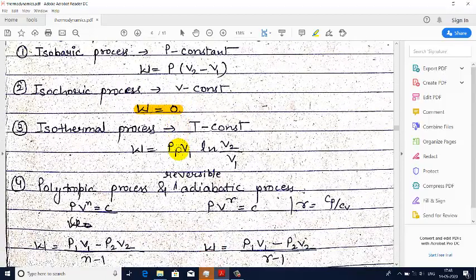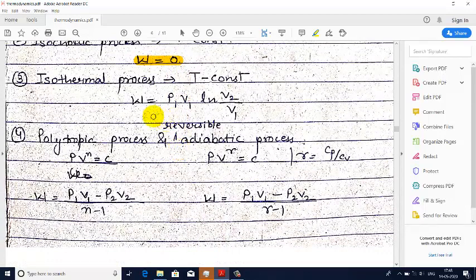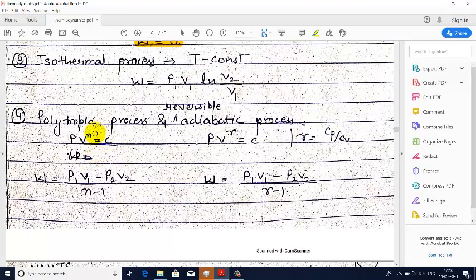For the isothermal process, temperature is constant, and the formula for work transfer is P1 V1 ln(V2 upon V1). For a polytropic process and a reversible adiabatic process, the formula for work transfer is (P1 V1 minus P2 V2) upon (n minus 1). And in case of an adiabatic process, in place of n we use gamma. So this is for the adiabatic process and this is for the polytropic process.